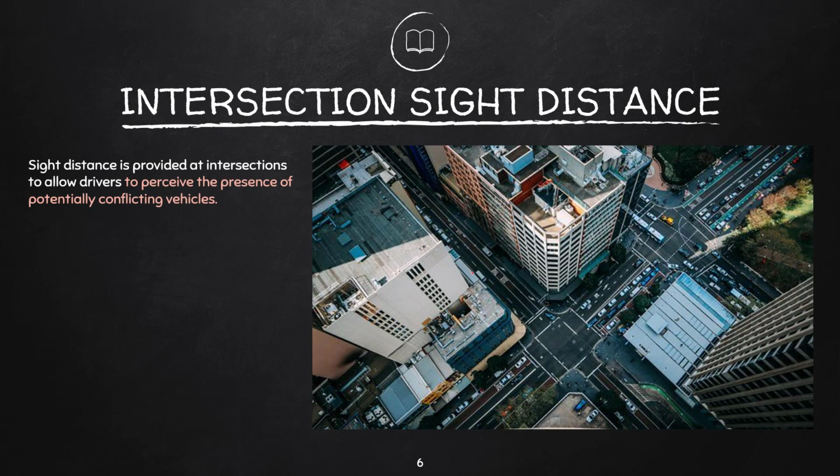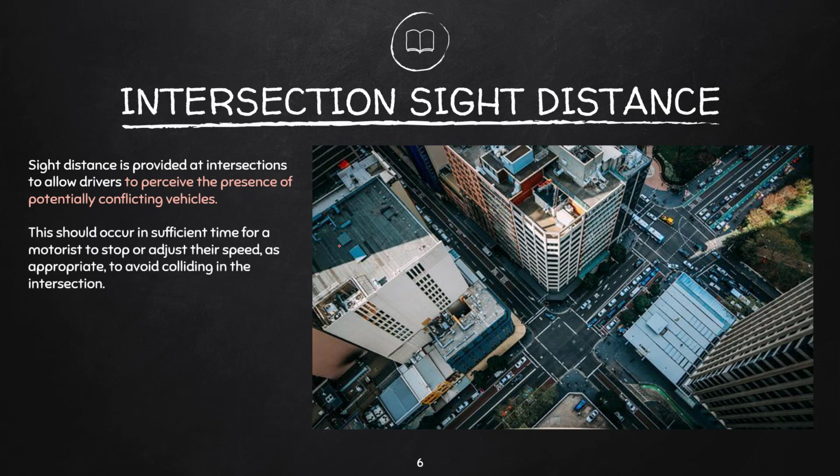Sight distance is provided at intersections to allow drivers to perceive the presence of potentially conflicting vehicles. So, similar to the previous statement, to prevent potentially conflicting vehicles, we provide right of way at intersections through traffic control devices, and through, of course, the provision of sight distances, specifically intersection sight distance.